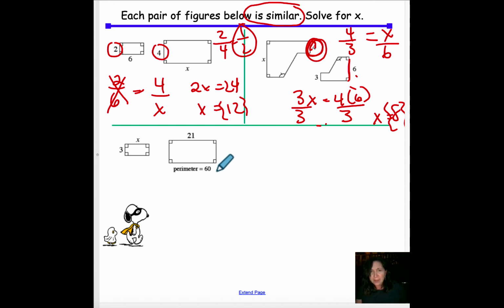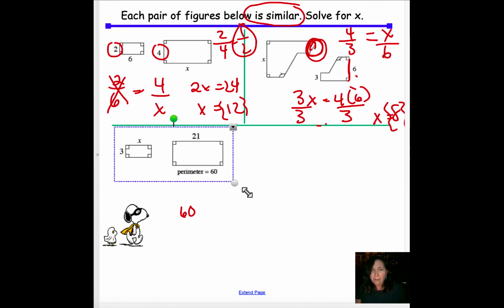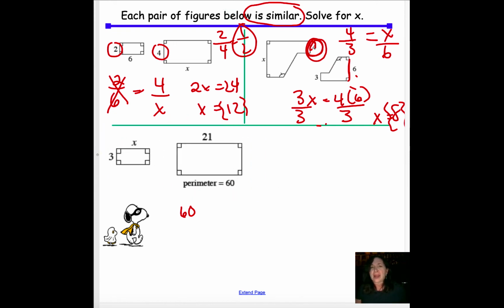Lastly, here's this problem. I'm given a perimeter of 60, which means this is also 21, right? Because if this is a rectangle, then opposite sides are congruent, but not that side. That's opposite with that. For this problem, in order to find the values here, I know this is 21 because that's congruent to that. I know this is equal to this, but we don't know what those values are.